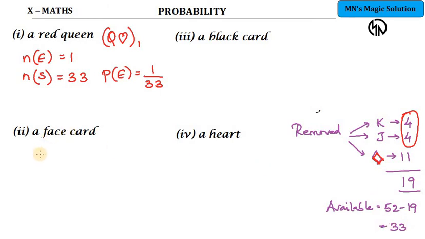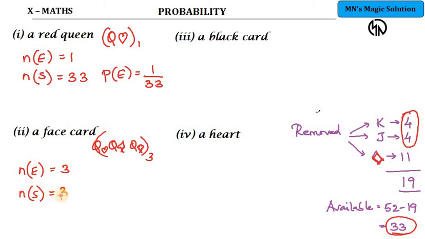How many face cards will be there pending? It will be only 3 face cards. Which are they? Queen of heart, queen of spade and queen of clubs. Because the diamond queen has also already been removed. So face cards available right now in the set of 33 cards is nothing but these 3 cards. So the number of favorable outcomes is equal to 3 and the number of sample space set is what? 33. Therefore the probability of getting a face card is equal to 3 out of 33, which is equal to 1 by 11.